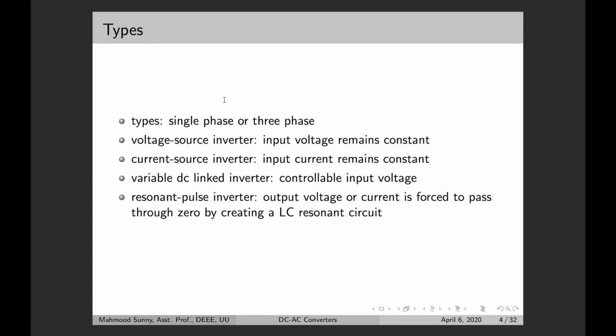Types: we can categorize inverters in various ways. For example, single phase and three phase inverters. Then we have voltage source inverters where the input voltage is constant, and in current source inverters the input current is constant. And if we can control the input voltage, then the inverter can be called a variable DC linked inverter. We have another type of inverter which is called a resonant pulse inverter. So an LC resonant circuit is used so that the output voltage or current passes through the 0 point.